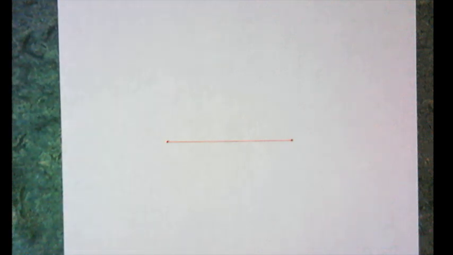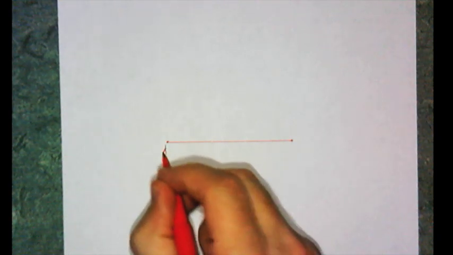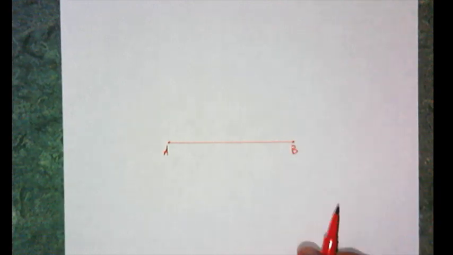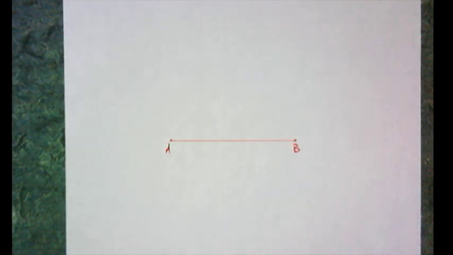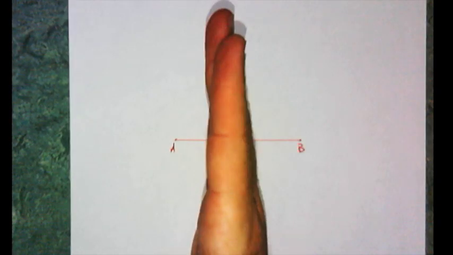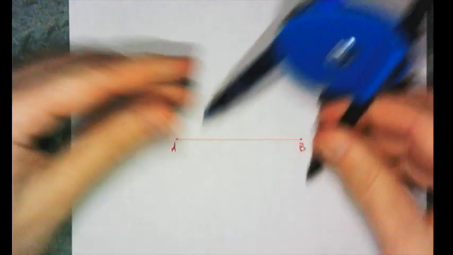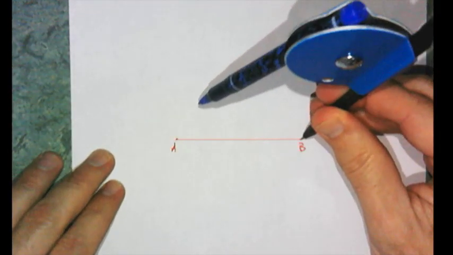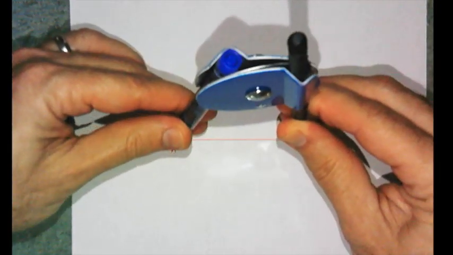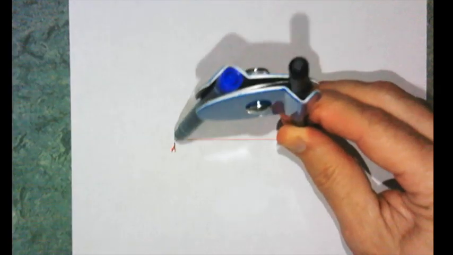Now on to making a perpendicular bisector of a segment. So we have a segment. We call it AB. I want to make a perpendicular bisector. So that means it's going to be perpendicular to AB and go through the middle. And the way I'm going to do this is I am going to take my compass, open it up so that it is the length of AB.